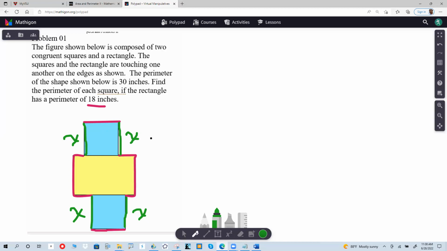So my equation is as follows. The red pieces plus the 4x. The red pieces is 18, so 18. X plus X plus X plus X is 4x. Should be the perimeter of the whole shape. That's 30. The red pieces and the yellow pieces account for the entire perimeter. The red pieces are equivalent to the perimeter of the rectangle. Hence, we can make the claim that we're making.